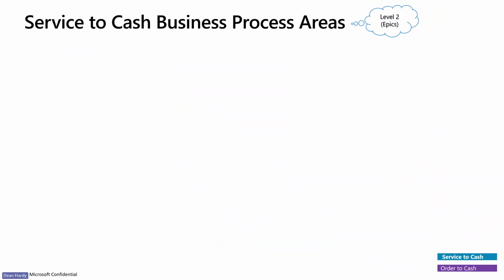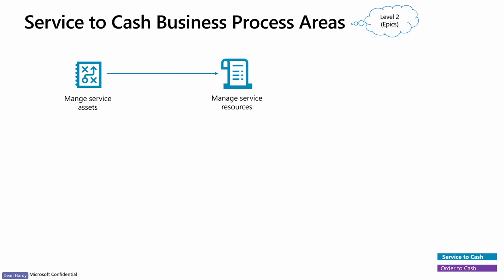The service-to-cash process is the process of preparing for and delivering services and collecting payments for them. To organize implementation activities and provide a logical grouping for individual business process flows, we categorize service-to-cash into the following 6 process areas. Manage service assets. This process area includes processes for creating, maintaining, and monitoring of serviceable asset records within the technology solution.